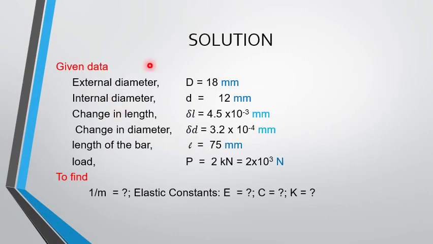So from the given problem, we write down the given data. External diameter D is equal to 18 mm, internal diameter d is equal to 12 mm, change in length equal to 4.5 into 10 to the power minus 3 mm, change in diameter equal to 3.2 into 10 to the power minus 4 mm, length of the bar L is equal to 75 mm, and load P is equal to 2 kilonewton, that is equal to 2 into 10 to the power 3 Newton. To find Poisson's ratio and elastic constants E, C and K.